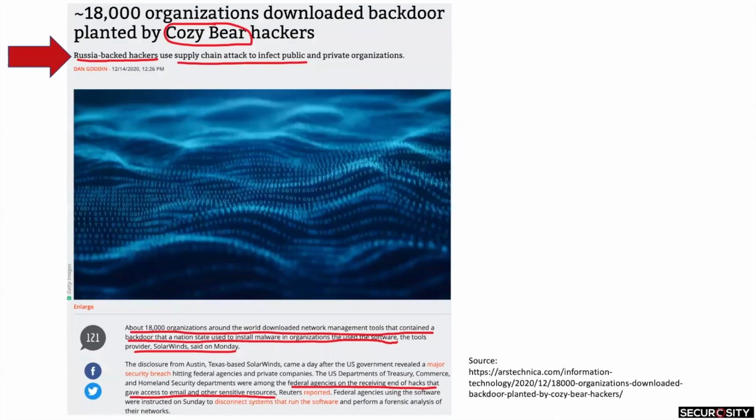As shown in this article, Cozy Bear is a Russia-backed hacker group that leveraged SolarWinds software and tools to install malware in organizations around the world, including the US Departments of Treasury, Commerce, and Homeland Security. The security breach allowed access to email and other sensitive resources.